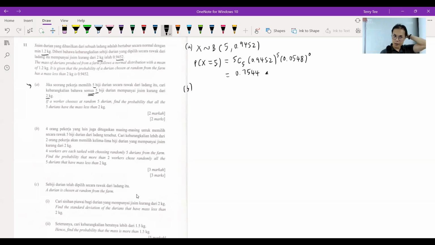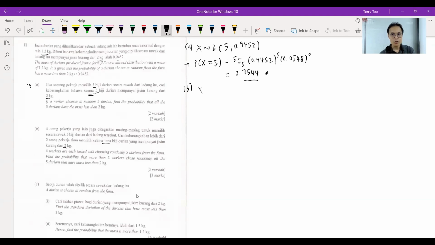Okay, next, this is the first part. Second part. 4 orang pekerja yang lain juga ditugaskan masing-masing memilih secara rawak 5 biji durian. Cari kebarangkalian lebih daripada 2 pekerja memilih ke-5 biji durian mempunyai jisim kurang dari 2 kg. Okay, this one is very confusing. So, it's what we call a two-stage binomial. This is one worker choose 5 durian. The chances that you choose all 5 durian less than 2 kg is this.